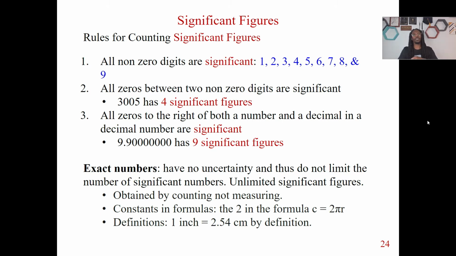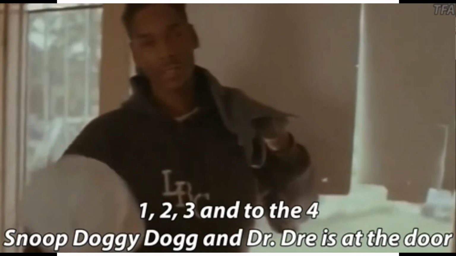Now, with significant figures, there are rules to this. There are really 3 rules I will go over with you guys. First rule: all non-zero digits are significant. Once again, with sig figs we're talking about measurements only. So that means my 1, 2, 3, 4, 5, 6, 7, 8, 9 are all significant figures.